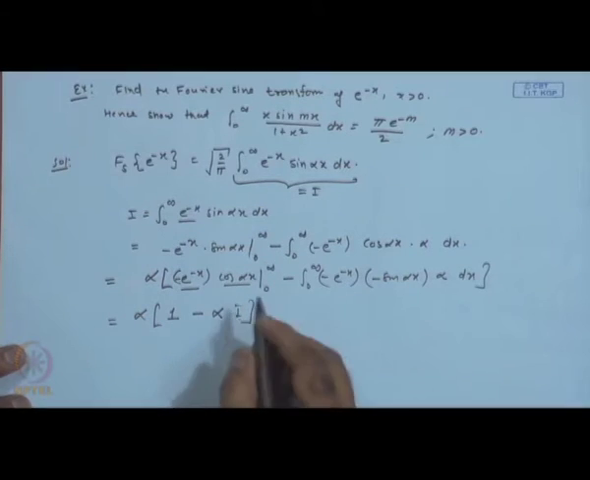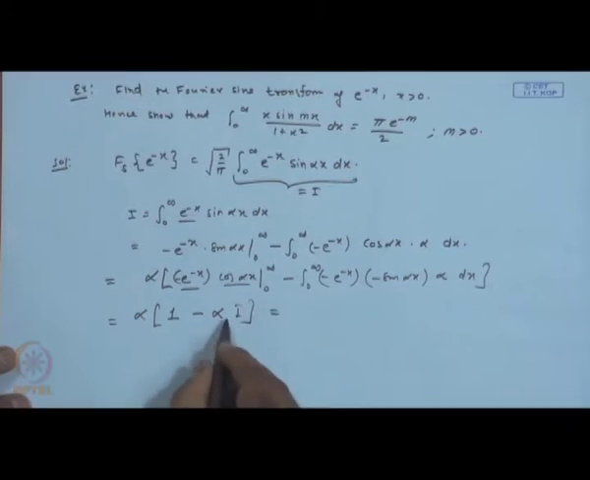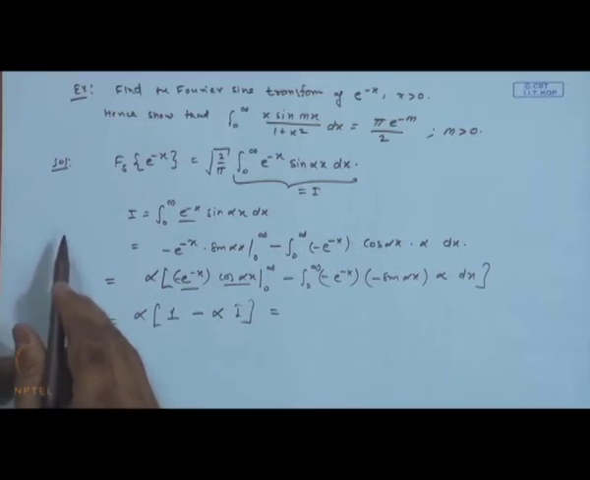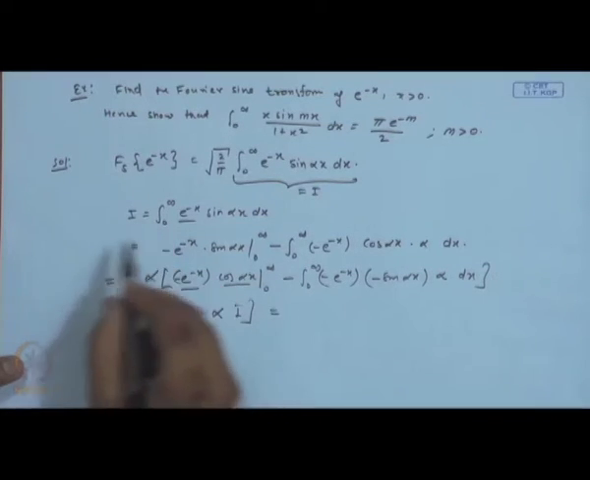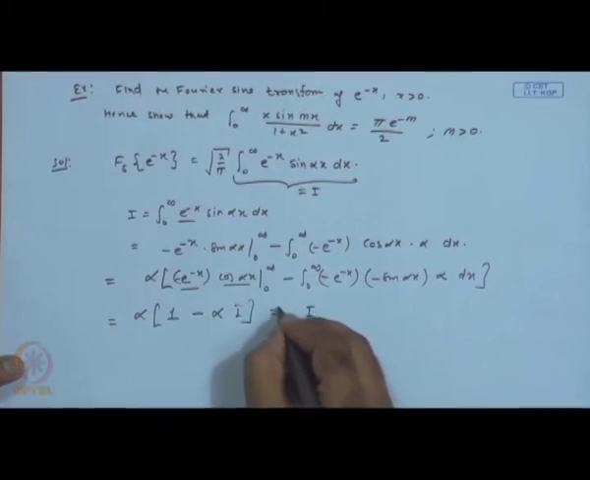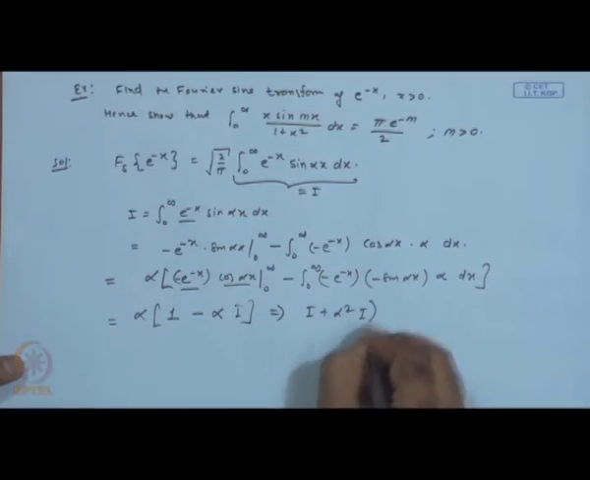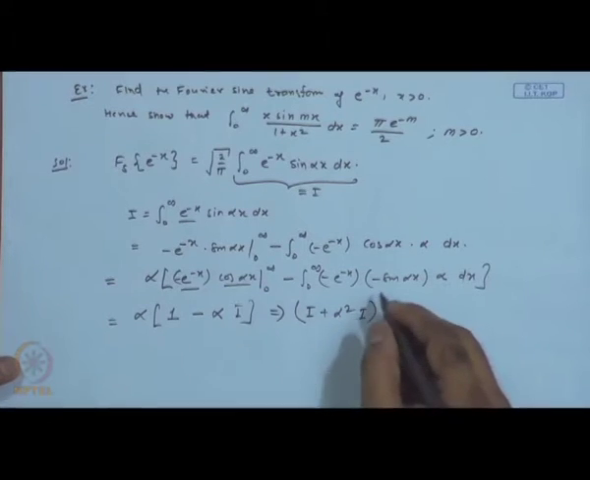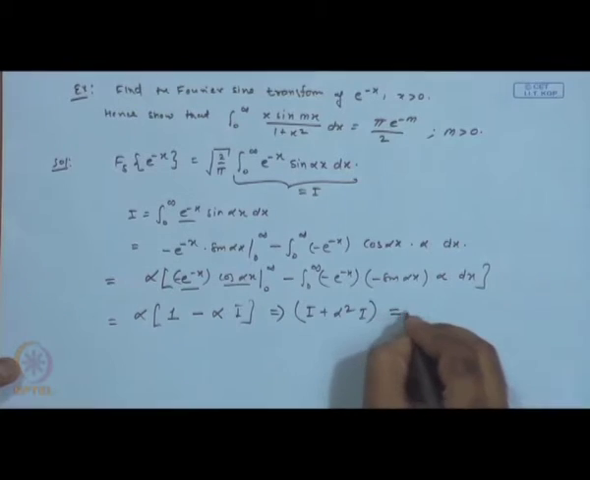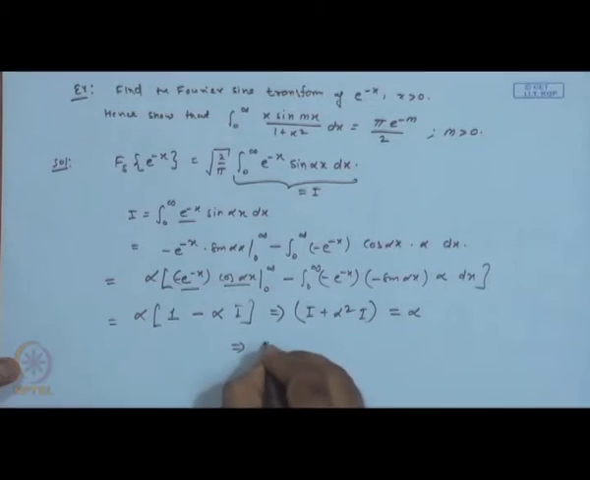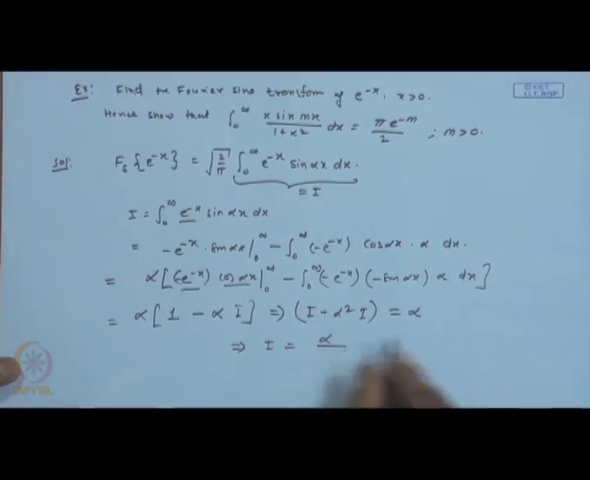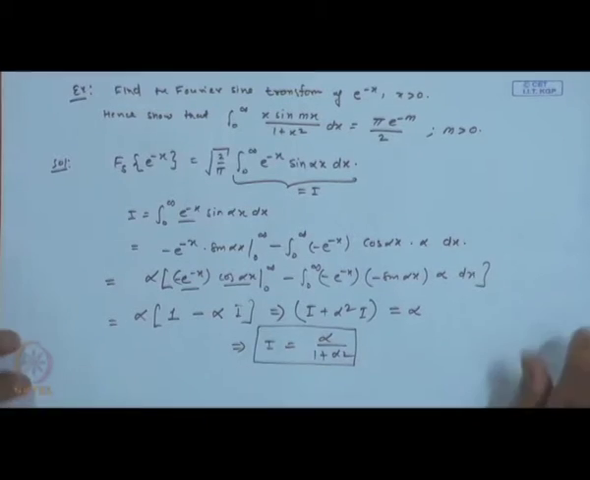So we have this, or now this I we can take to the left hand side. So what we have: I plus alpha square I is equal to alpha. So this implies that I is alpha over 1 plus alpha square.